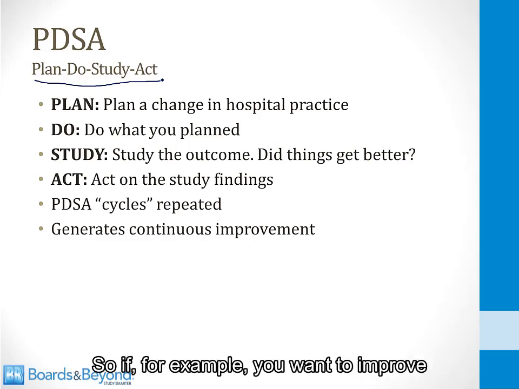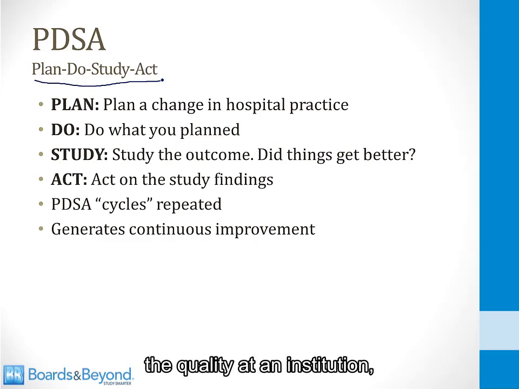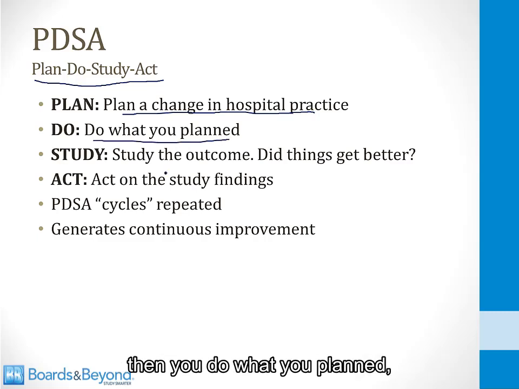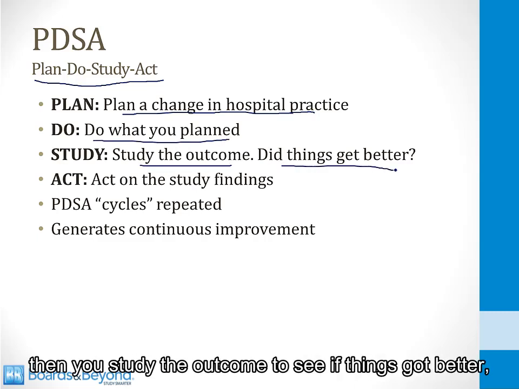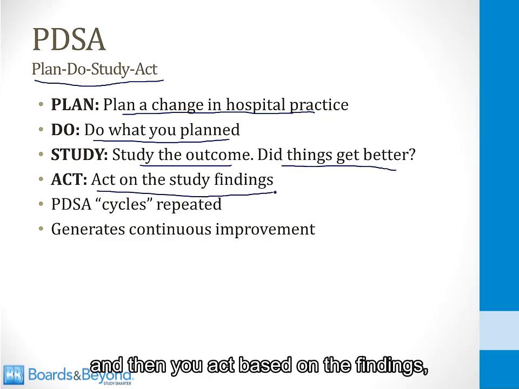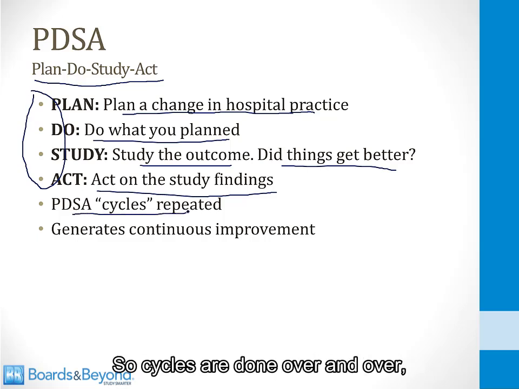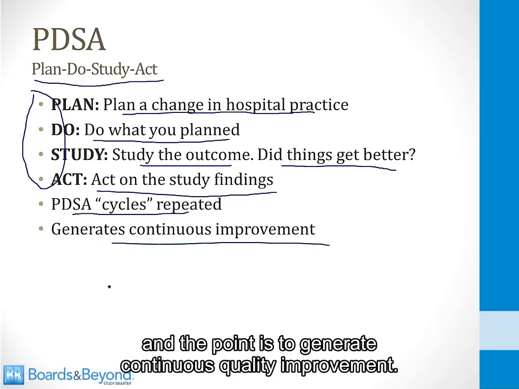So if, for example, you want to improve the quality at an institution, a PDSA approach would suggest that you first plan a change in hospital practice, then you do what you planned, then you study the outcome to see if things got better, and then you act based on the findings, and then you repeat the PDSA cycle. So cycles are done over and over, and the point is to generate continuous quality improvement.